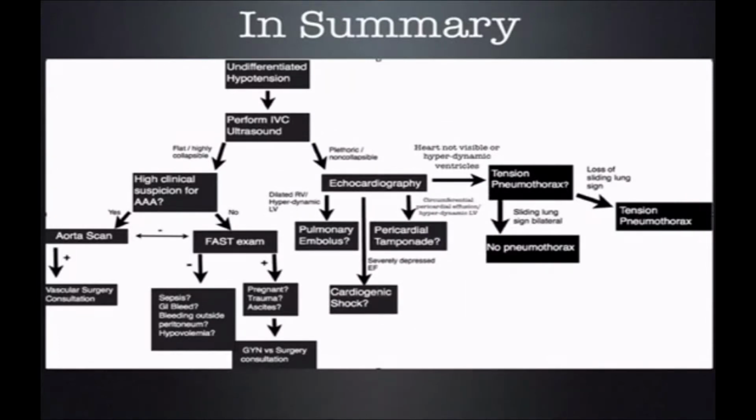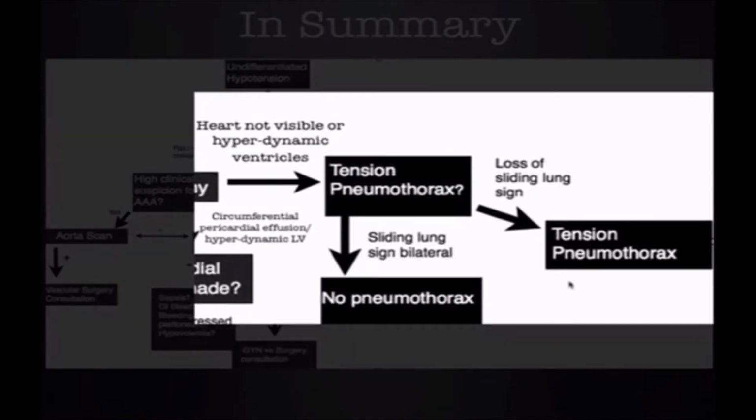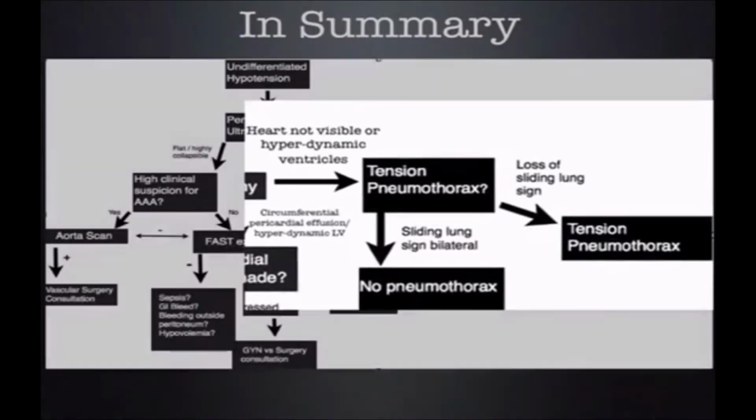Now, another consideration: if the heart is not visible or there are hyperdynamic ventricles bilaterally in addition to a plethoric non-collapsible IVC, could this patient have a tension pneumothorax? Just do a quick bedside evaluation for pneumothorax with your ultrasound. Is there sliding lung sign bilaterally? You've taken pneumothorax off the table. If there's a loss of sliding lung sign on one side or the other, then you can assume tension pneumothorax and quite confidently proceed to needle decompression.